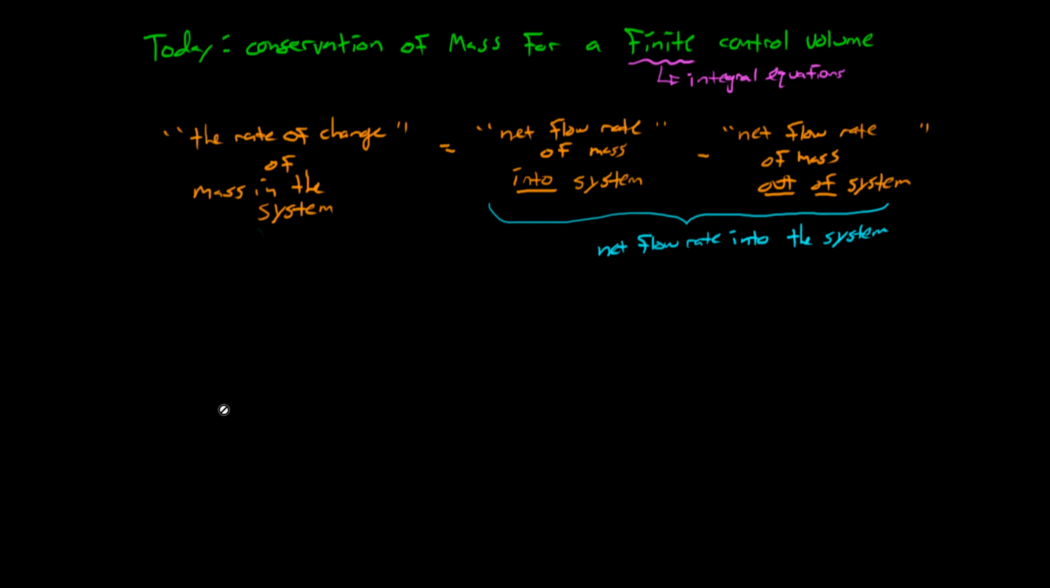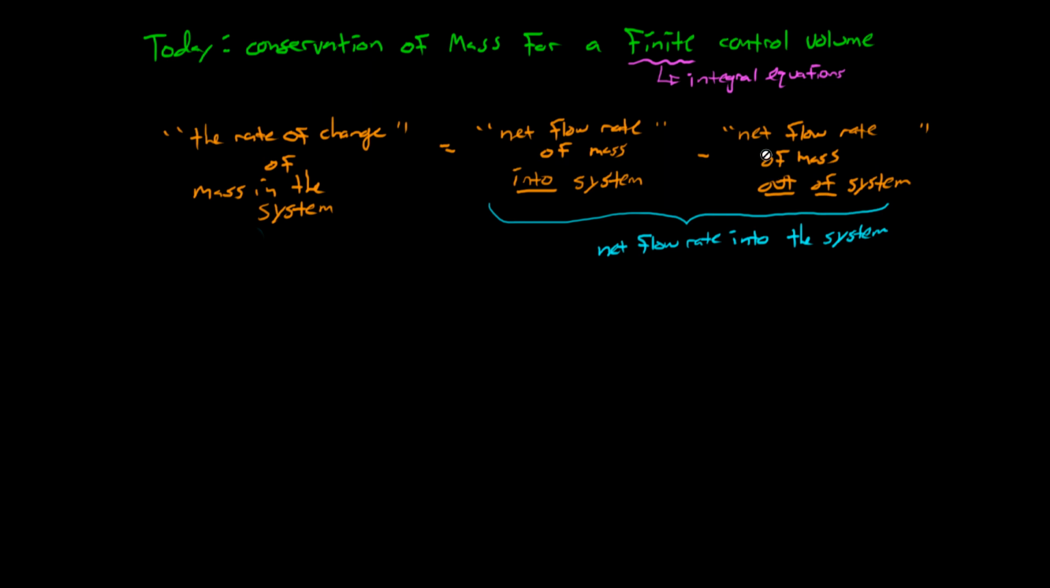If that's true, then the rate of change of the conserved quantity, i.e. the rate of change of the mass in the system, has to be equal to the rate of interactions that increase it minus the rate of the interactions that decrease it. And so we have that the rate of change of mass in a system is equal to the net flow rate of mass into the system minus the net flow rate of mass out of the system.